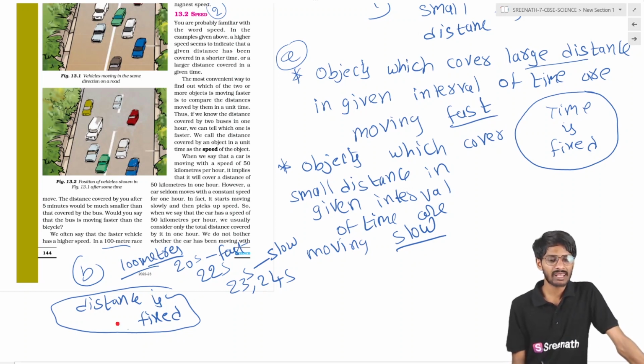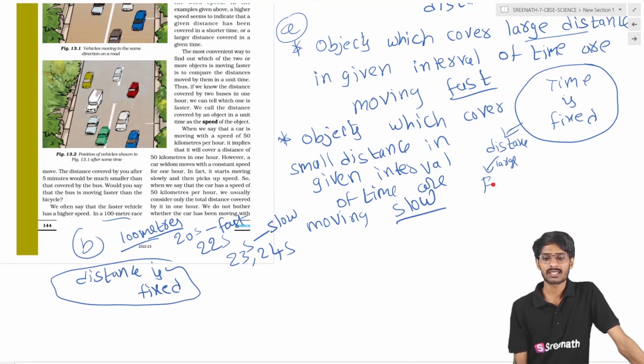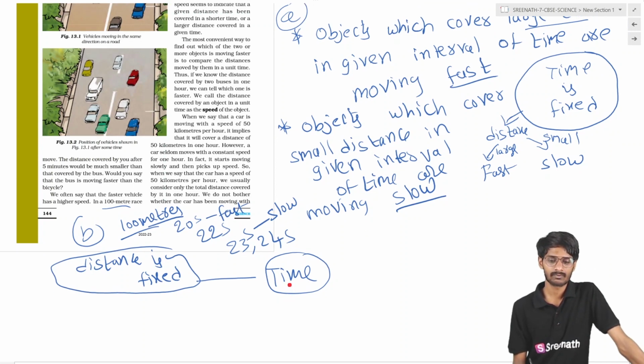So in this way, whenever the distance is fixed, we decide by time. Whenever time is fixed, we compare by distance. Whenever an object covers large distance, it is fast. Whenever it covers small distance, it is slow. So simply, whenever the distance is fixed, we compare by time. How much time taken? We can write it as time taken.